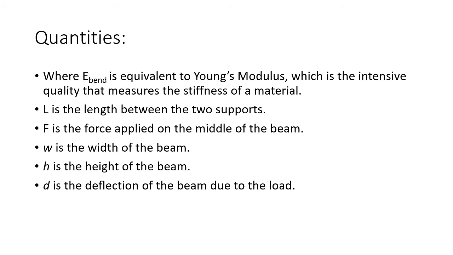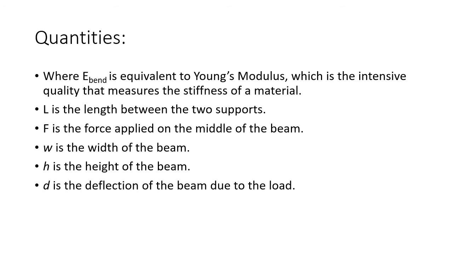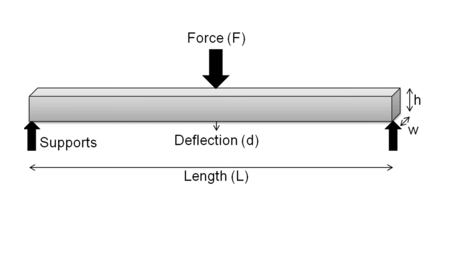What the quantities mean in these equations is: E bend, which is equivalent to Young's modulus, the intensive quality that measures the stiffness of a certain material. L was the length between our two supports. F was the force applied in the direct middle of the beam. W was the width of the beam. H is the height of the beam. And D is the deflection of the beam due to the load that we applied. And this diagram showed what the quantities are in our experiment.